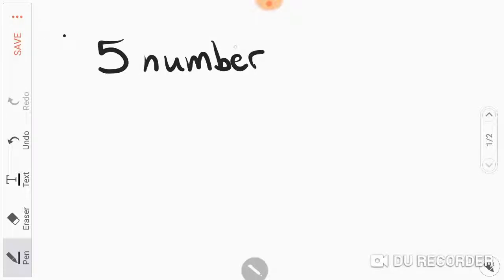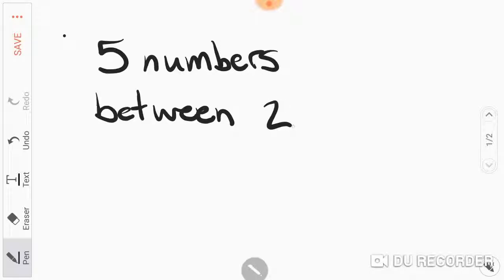So our problem for today is that we need to find 5 numbers, and those numbers need to be between 23 and -31. Alright, so 5 numbers between 23 and -31.